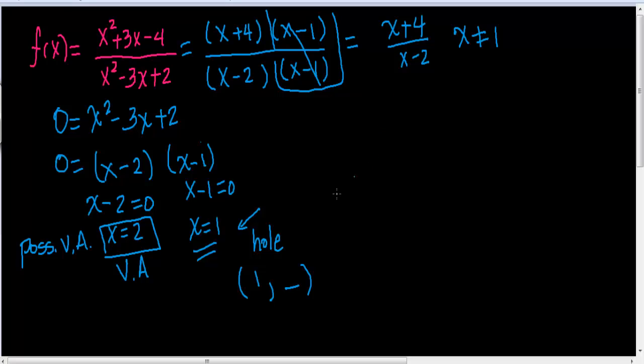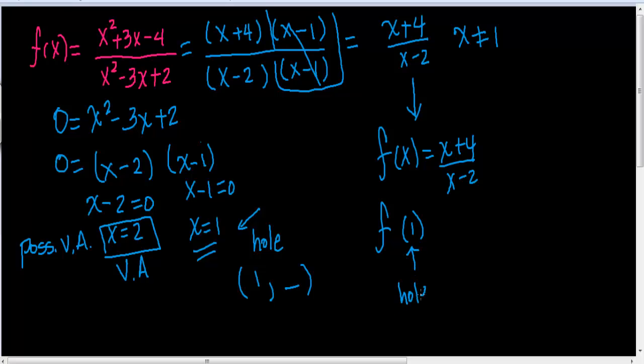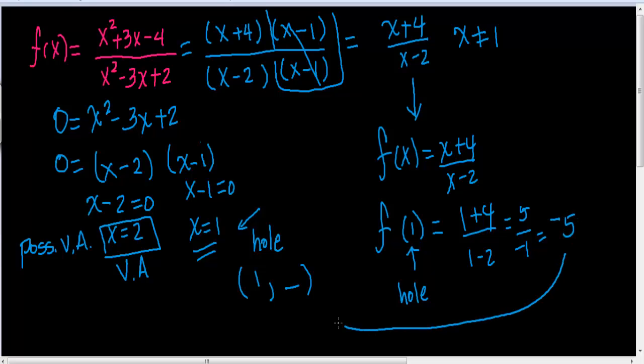So this is what we do. If I know the hole is at 1, I'm going to use this function, this simplified function after canceling these two factors out. And I plug in, I have f of x is equal to x plus 4 over x minus 2, and I evaluate the function for the hole. This is the hole. The hole is at 1. So I evaluate for that value, and I'll have 1 plus 4 over 1 minus 2, and that's 5 over negative 1, which is negative 5. So now I know exactly where the hole is. Okay? And there you have it.